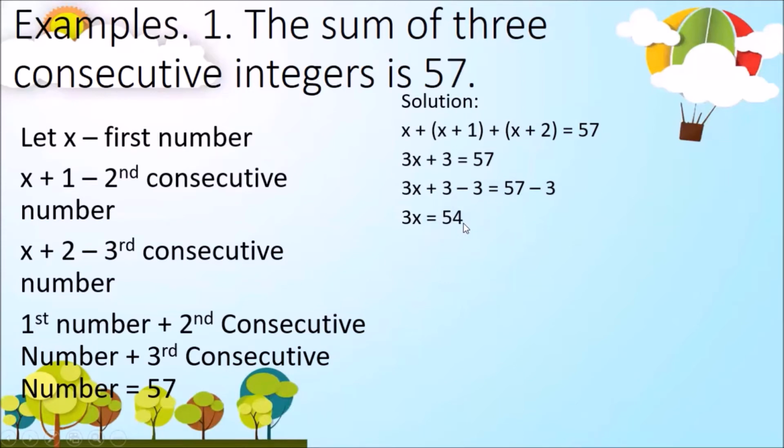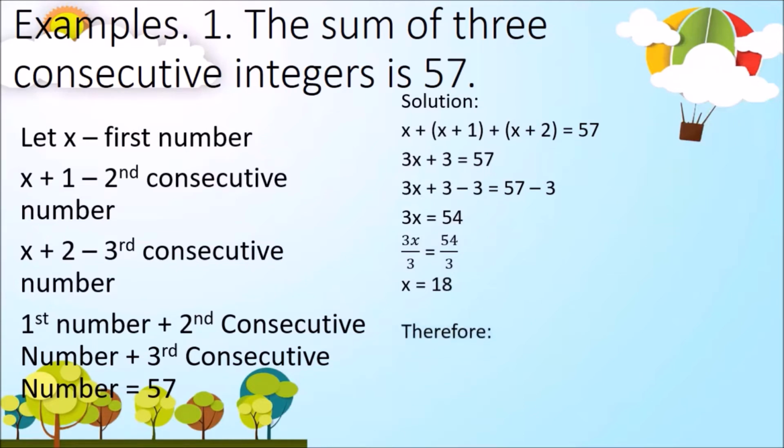Again, pwede natin i-divide, pwede i-multiply based sa given numerical coefficient of the variable of x. So, I use division. So, we divide both sides by the numerical coefficient of the variable of x, and that is 3. So, 3x over 3 or 3x divided by 3 equals 54 divided by 3 or 54 over 3. Simplify. So, we have x equals to 18.